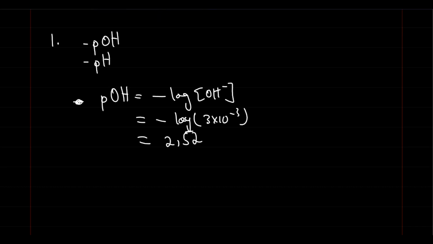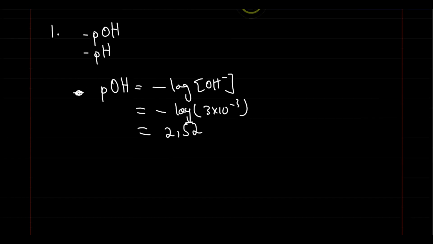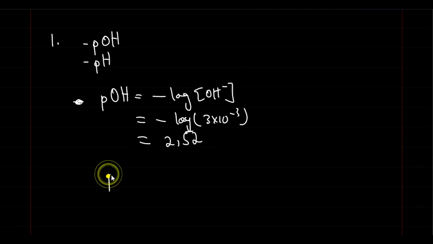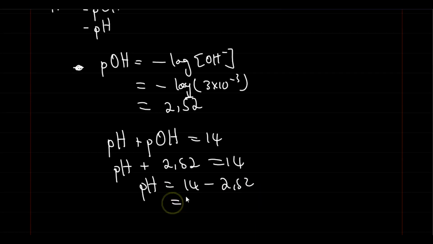Okay, but what is the question asking for? For pH. So how are we going to calculate the pH? We'll use this formula, pH plus pOH is equal to 14. So I substitute my pOH in here. pH plus 2.52 is equal to 14. I take 2.52 to the other side, so pH is equal to 14 minus 2.52, which is 11.48. Okay, so this is my pH.